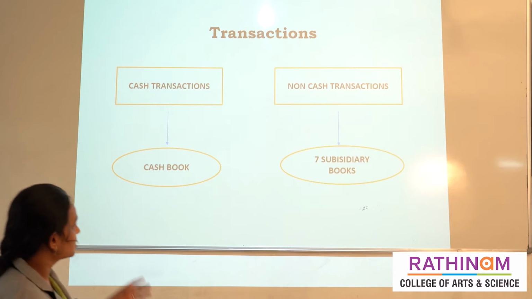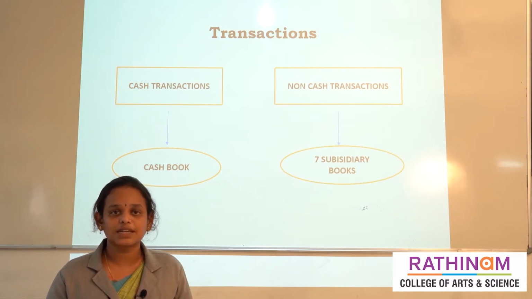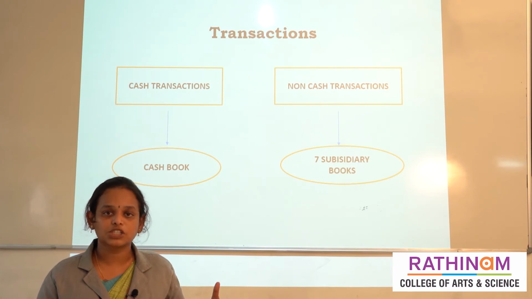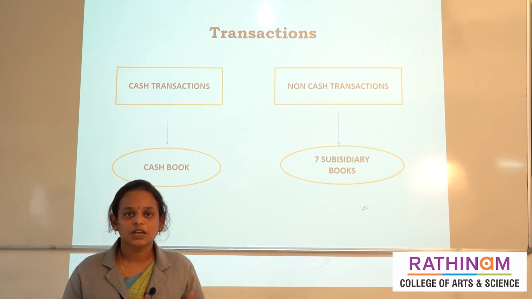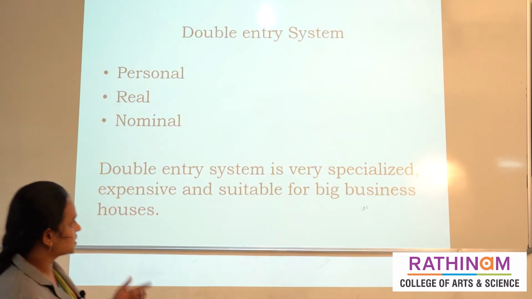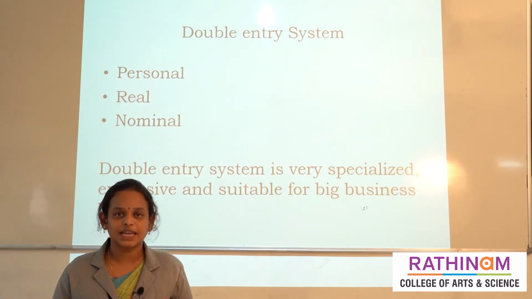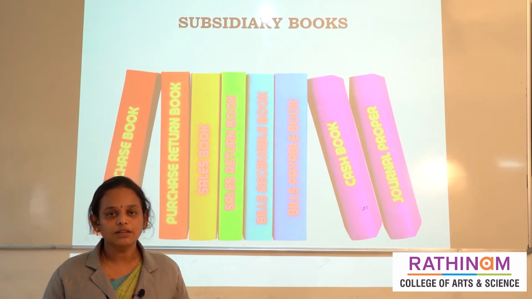Okay, and the next one is, for the transactions, we have two kinds. One is the cash transaction and one is the non-cash transaction. The cash transaction is recorded in the cash book, and the other transactions are recorded in the subsidiary books. So totally we have 8 subsidiary books, including the cash book and 7 other subsidiary books. These are the purchase book, purchase return, sales book, sales return, bills payable book, bills receivable book, and then the journal proper. Totally we have 8 including the cash book.